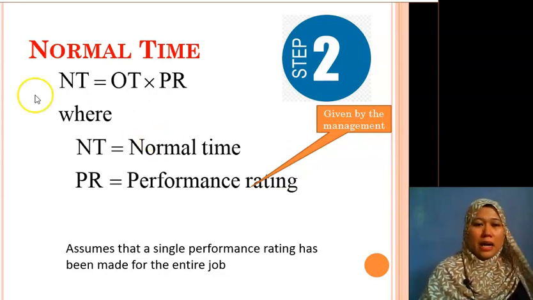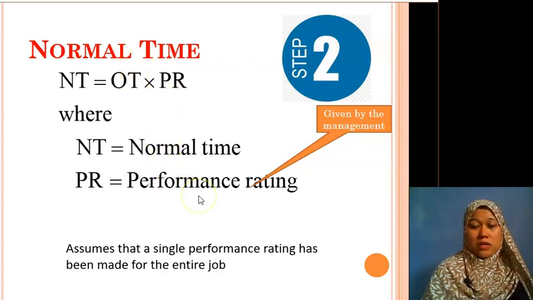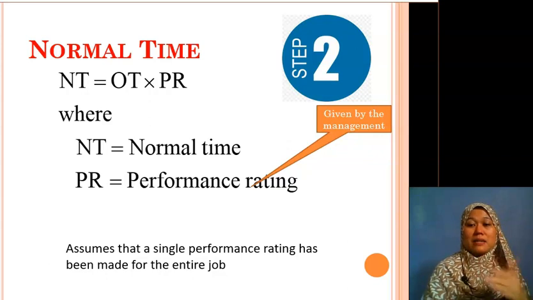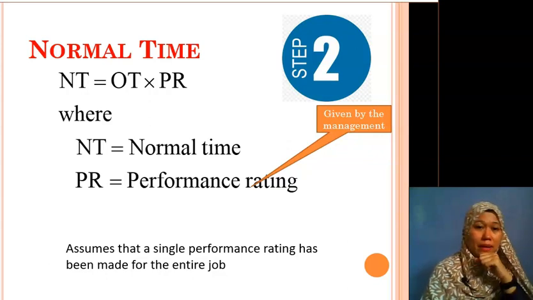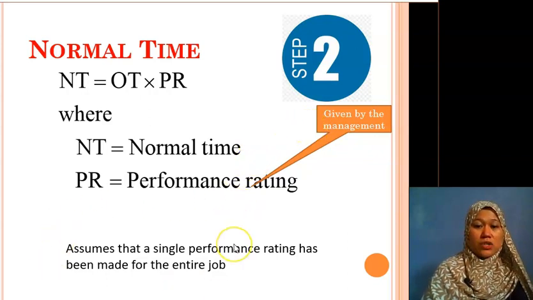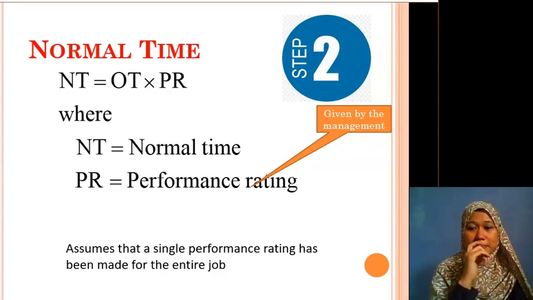Normal time, how to calculate normal time? Normal time is the average observed time times PR. PR stands for performance rating. Usually, it's given by the management. So sometimes it's 100%, sometimes it's less than 100%, and sometimes it's more than 100%. It depends on the single job performance rating of the workers.